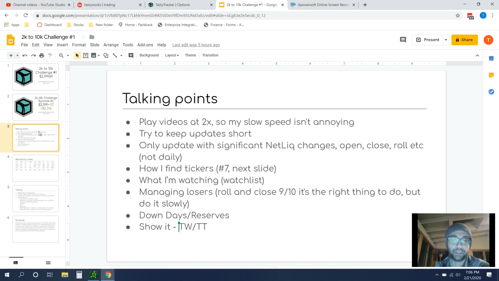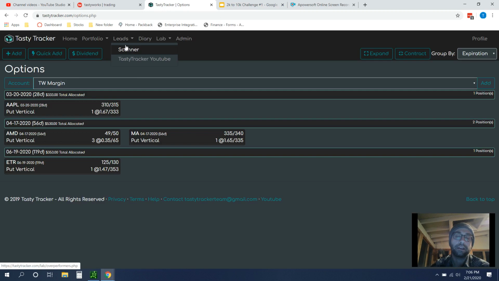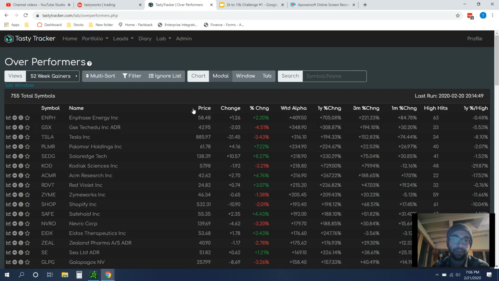A very similar point there is, what am I watching? And to be honest, I'm not really watching anything specifically at any given point. I will have all of those that I just showed you on a watch list. And then the other thing I do is I go to the leads and then the scanner page. This is 99% done. It's still not finished, but I typically stay on the 52-week gainer view. And then I'm looking for either the weighted alpha or a high percentage year change or the high hits.